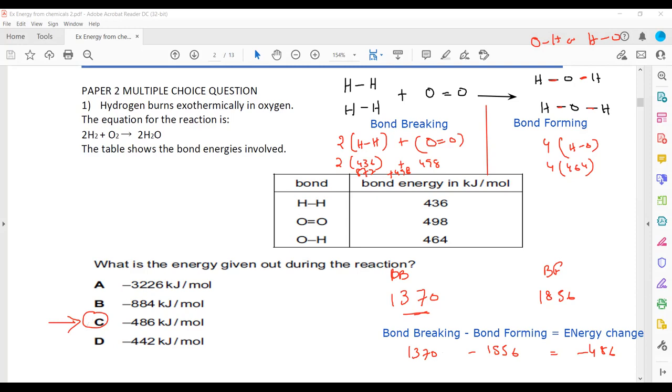Is it clear, the discussion of how we work out the energy change during this chemical reaction? The equation was given. First we have to represent the equation in terms of bonds, the number of bonds, and then use the formula bond breaking minus bond forming to calculate the energy change. Any doubt in this part?